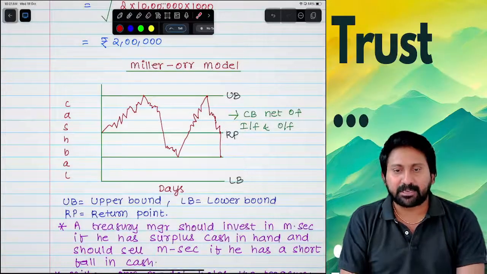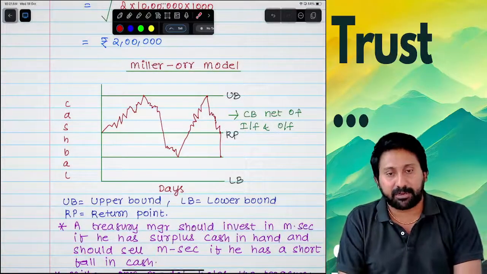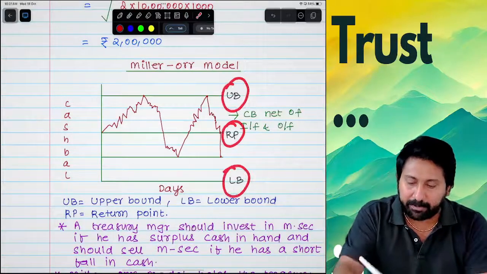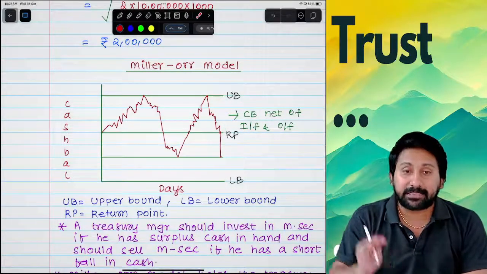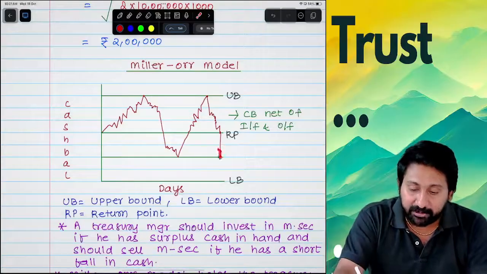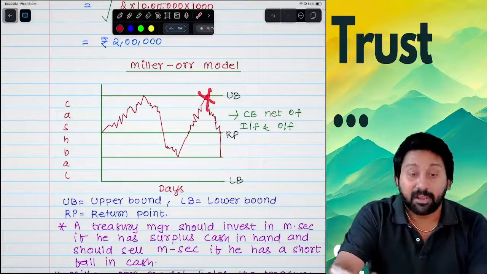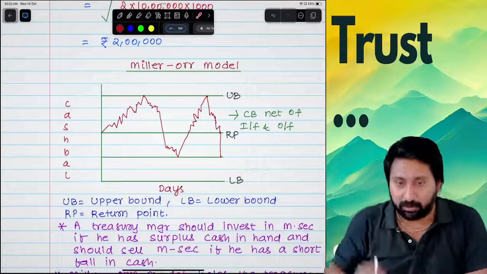Anything is okay. Some books will use repeat point, some books will use return point. So, return point, UB, LB. What is LB? LB is the lower boundary to which your cash balance should never reach. Upper boundary is the boundary beyond which your cash balance should not go.